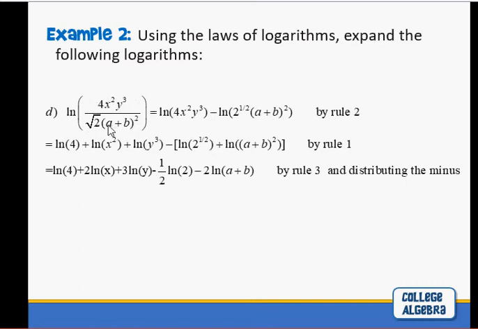Each term is going to get its own logarithm, and if it was on the bottom, it will have a minus in front of it because you have to distribute the negative. So if you go through, you're going to get a natural log of 4. When you drop the power, you'll get a 2 times natural log of x, a 3 times natural log of y, and then we got minuses. Once we get to the bottom, a minus natural log of, if you drop the power, 1/2 natural log of 2. And then you get a minus, drop the power, 2 times natural log of a plus b.